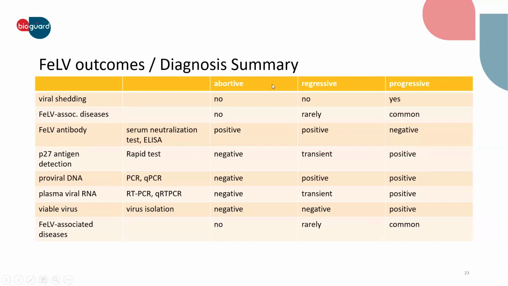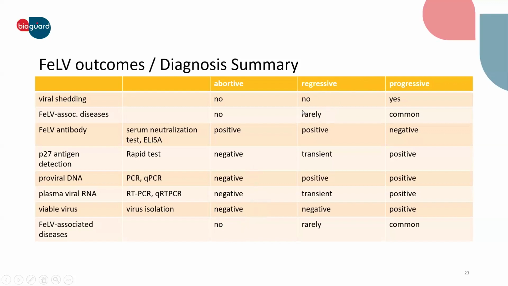So for abortive infection, there's no virus shedding, and also no related disease. It can detect FeLV antibody, and there is no P27 antigen, no provirus DNA, no plasma viral RNA, and no visible virus, also no related disease. For regressive infection, no virus shedding.